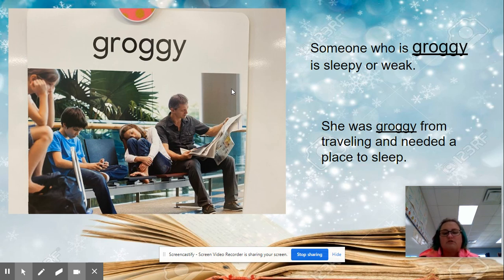So we have the word groggy. Say groggy. Good. Someone who is groggy is sleepy or weak. She was groggy from traveling and needed a place to sleep. I want you to just think for a moment about a time that you may have been groggy. Remember, groggy means sleepy or weak.